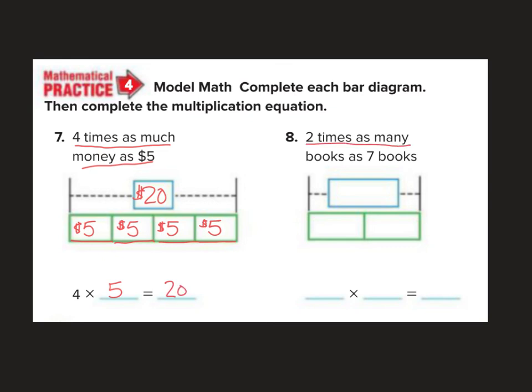2 times as many books as 7 books. So I have 2 groups here. So that means 7 books is going to go in each one. So 2 7s are worth 14 books. I should probably put my labels in here. I think that's what they want me to do. That's why they made them so big. 7 books and 7 books is 14 books. So 2 times 7 is 14 books.